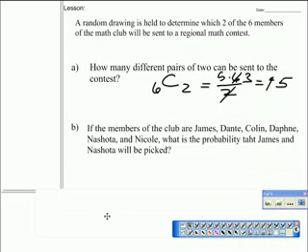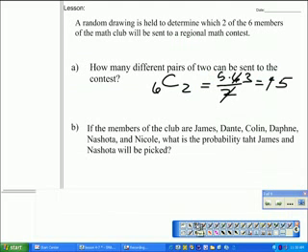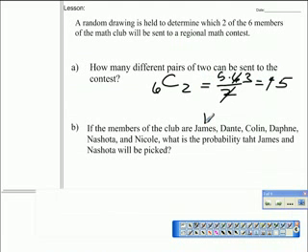If the members of the club are James, Dante, Colin, Daphne, Nashota, and Nicole, what is the probability that James and Nashota will be picked? No, you're adding. Do we add? Right. How many times does James appear? How many times does Nashota appear? What am I going to do with those 2 numbers? Multiply. 1 times 1 is? What were the total? 15. Right? Because there's 15 different ways, but there's only one way to pick those 2 people. 1 out of 15 probability that they are chosen.